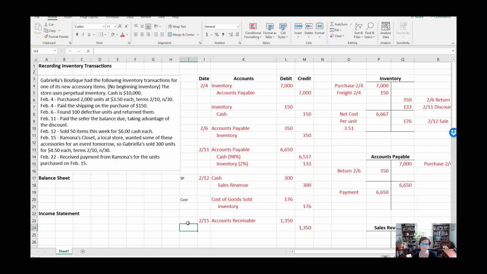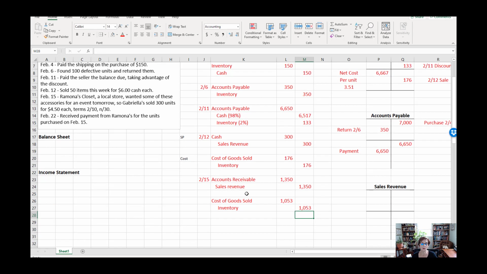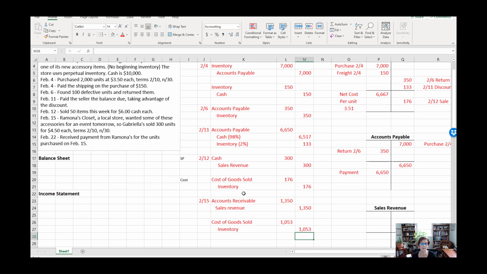Okay? All right, so again, we have here sales revenue. And we're also going to have this same entry, debit cost of goods sold and credit inventory. And in this case, it's going to be equal to 300 units, because that's how many we sold, times, remember, each unit cost us $351. All right, so we recorded our sale to Ramona's.